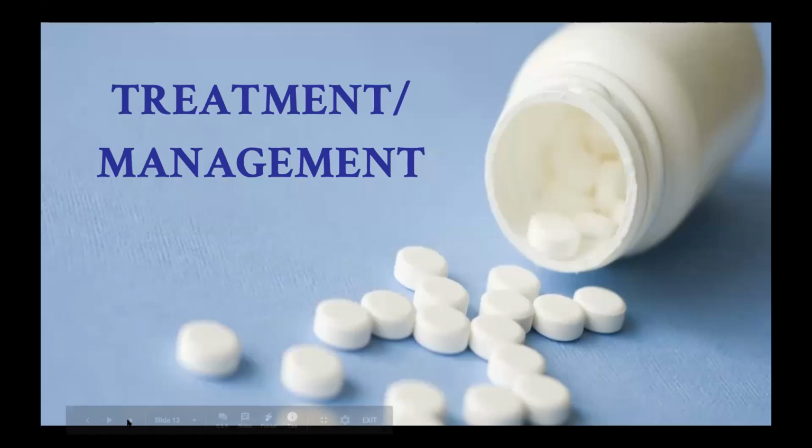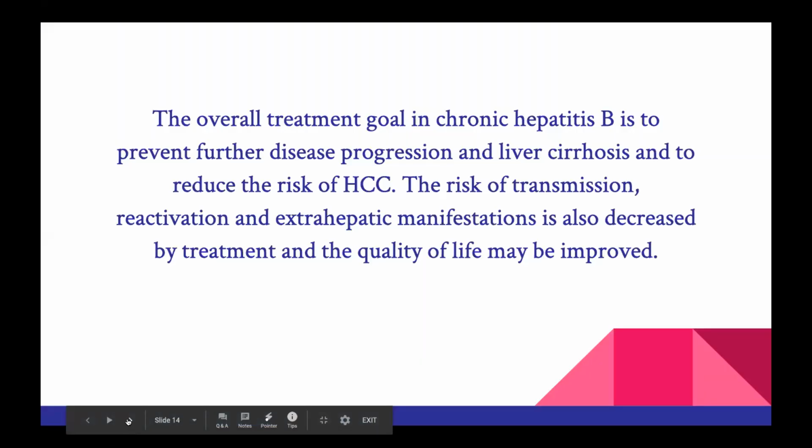So for the treatment and management, next slide please. The overall treatment goal in chronic hepatitis B is to prevent further disease progression and liver cirrhosis, and to reduce the risk of hepatocellular carcinoma. The risk of transmission, reactivation, and extrahepatic manifestations is also decreased by treatment, and the quality of life may be improved.